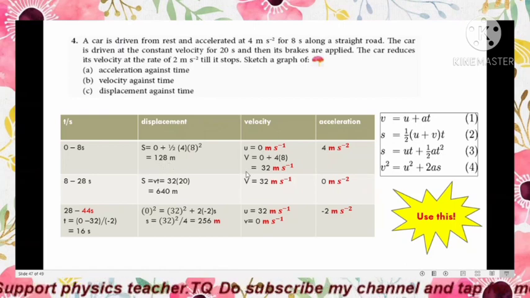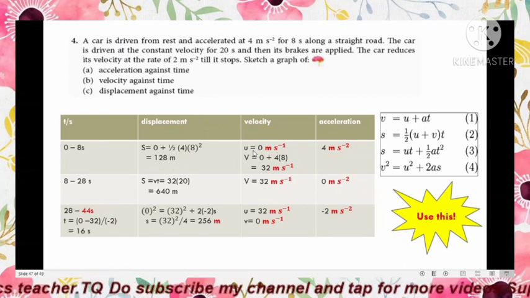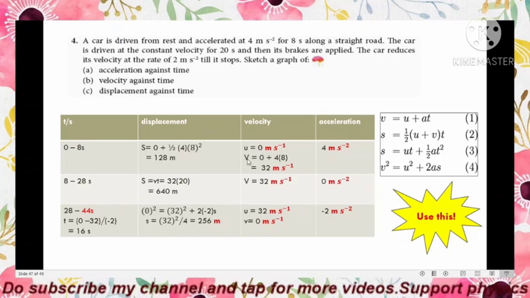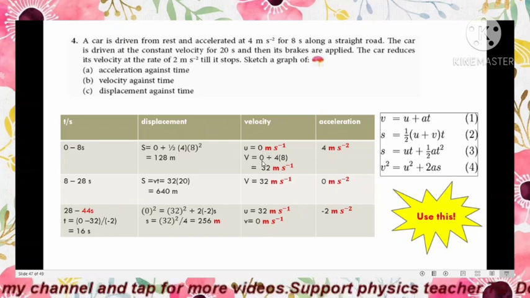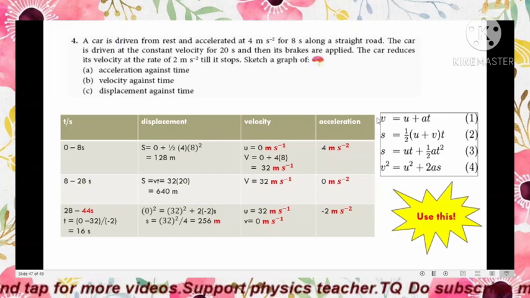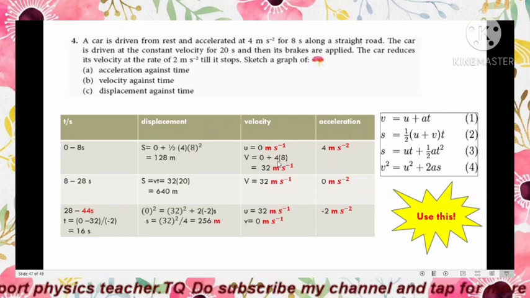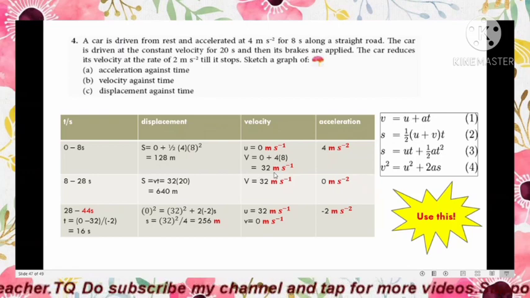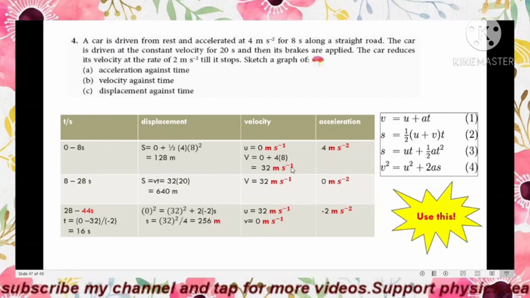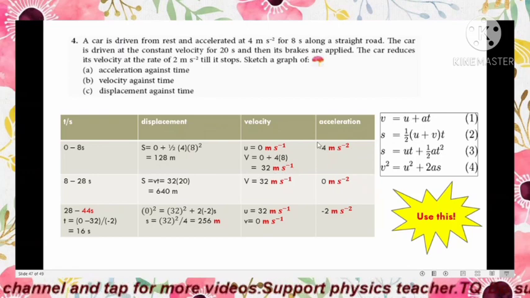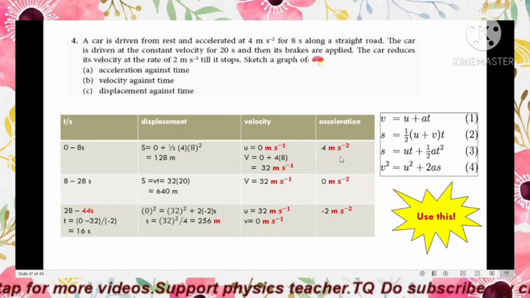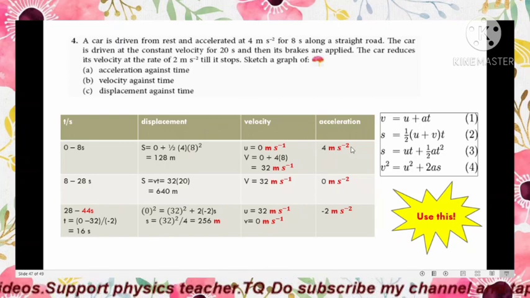Velocity for this time interval: initial velocity 0. So final velocity equals u plus at, the first equation. So v equals 0 plus 4 times 8, which is 32 m s^-1. And then acceleration is already given, so a equals 4 m s^-2.